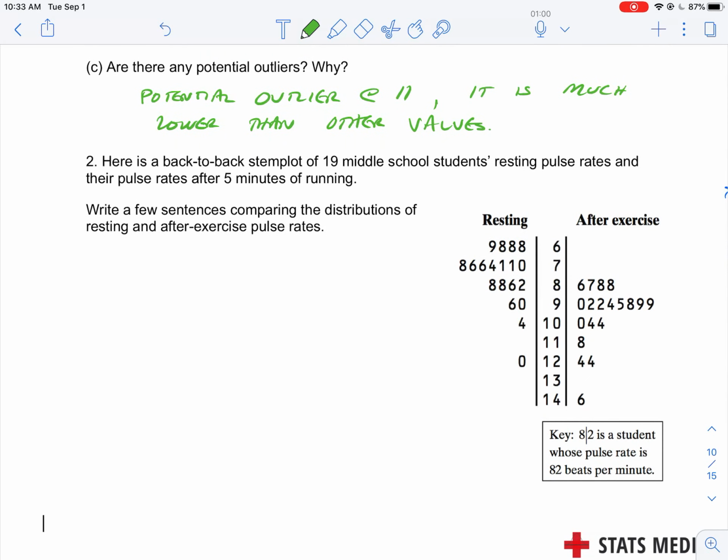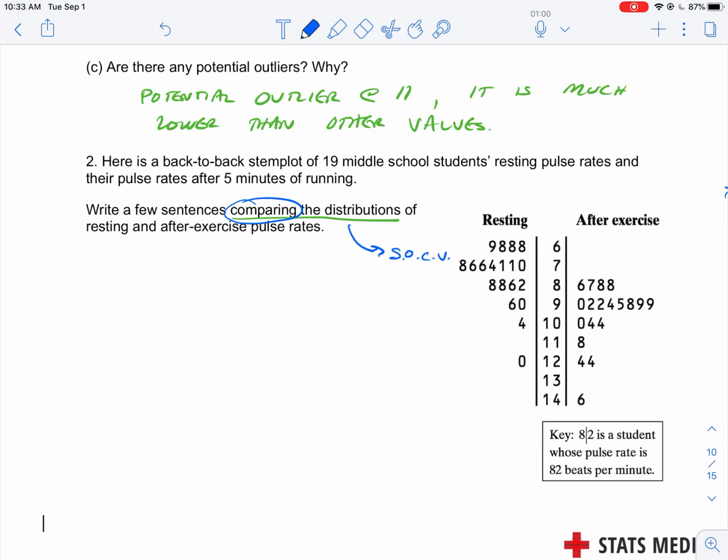Number two, it says that here are two back-to-back stem plots of 19 middle school students' resting pulse rates and their pulse rates after 5 minutes of running. Write a few sentences comparing the distributions of resting and after resting pulse rates. Anytime I'm going to compare distributions, I want to keep in mind that I'm going to use that SOCV mentality, but I'm also comparing, so that means I need to use comparative language.